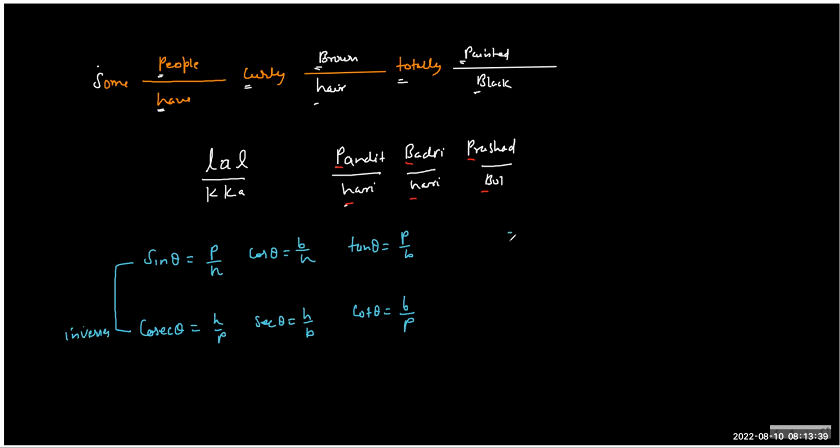And therefore, if you multiply sine with cosec, you will get 1. Cos with sec, you will get 1. Tan with cot, you will get 1. So these are definitions. And that's why if you remember the first 3, the rest you can find by inverting it, right?